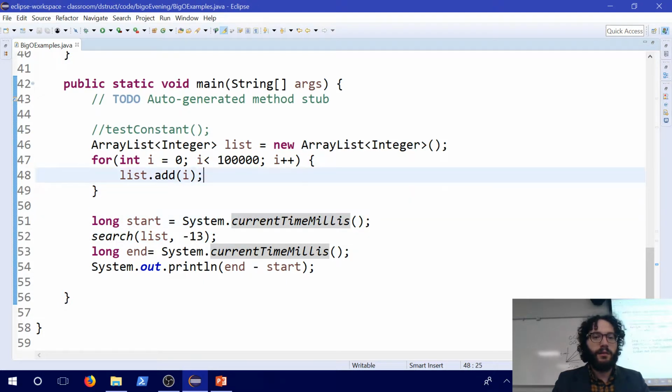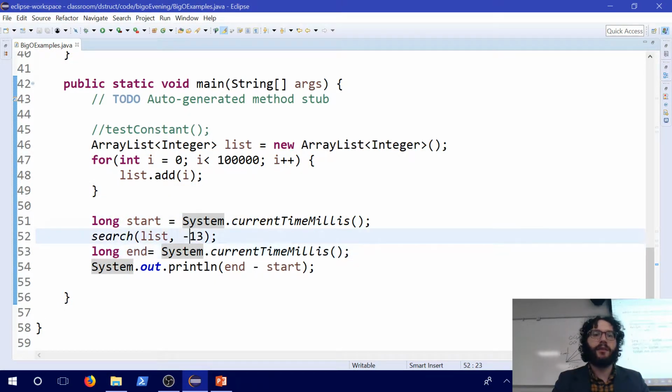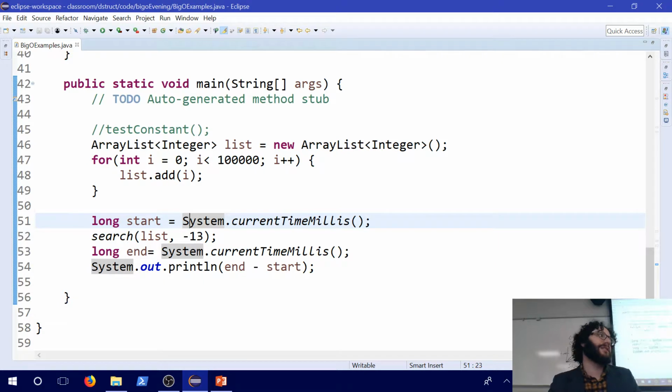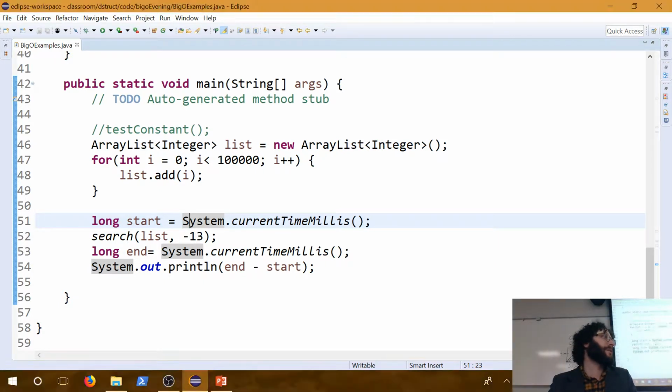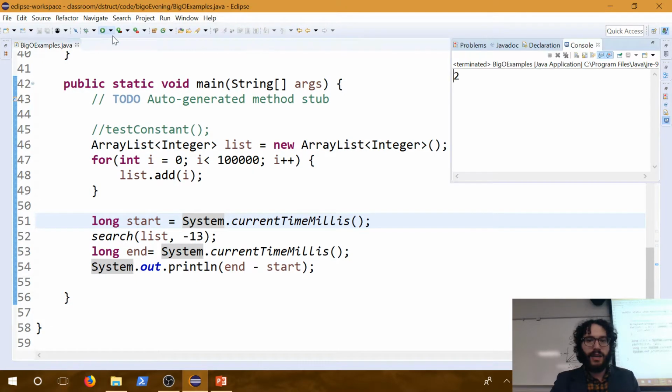And what we're going to do is look for the number -13 in that list, right? So I'm adding the numbers 0, 1, 2, 3, 4, 5 through the list, but none of those are -13. So this is kind of a worst case scenario: us looking through a list of a bunch of numbers and the number isn't actually in there. So we run it and it shouldn't take much time.